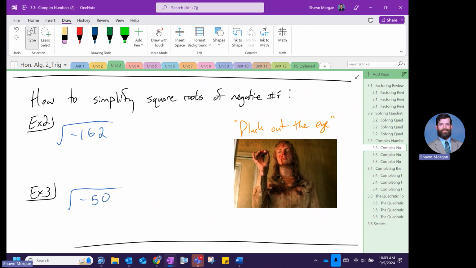Up to this point in your mathy careers, you would have thrown on the brakes and said, I cannot do this. This don't work. But now I'm going to show you how it does work.